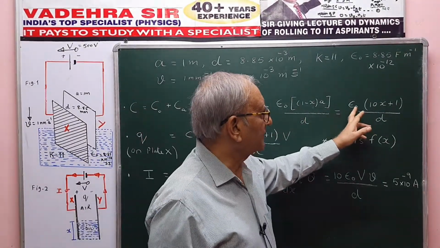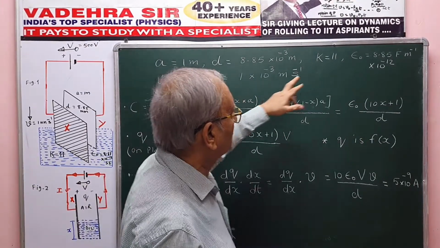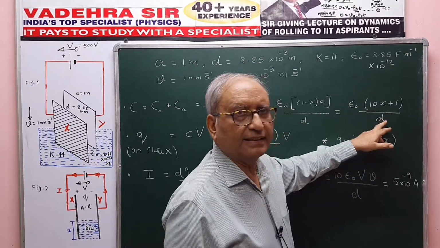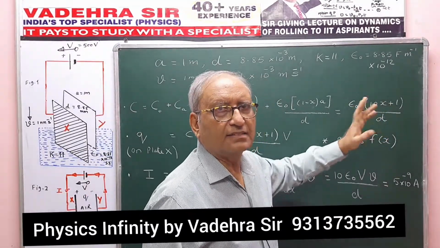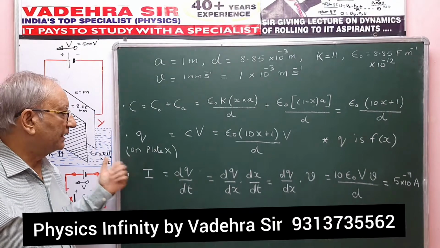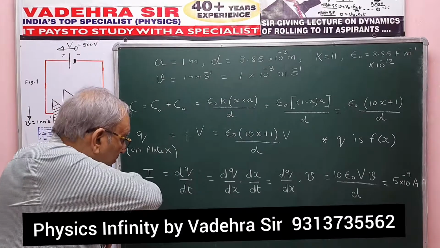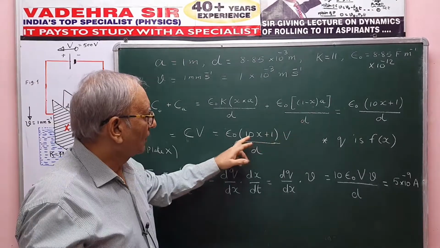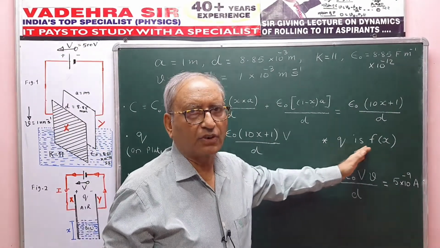Adjusting this, I put the value of kappa, dielectric constant, as 11, and I put A equal to 1. I get epsilon naught into 10x plus 1 by D. Interesting thing, C is a function of x. Let's talk about the instantaneous charge on the plate X. So Q equal to capacitance C into V, that is epsilon naught into 10x plus 1 upon d into the voltage V, and again, of course, Q is a function of x.